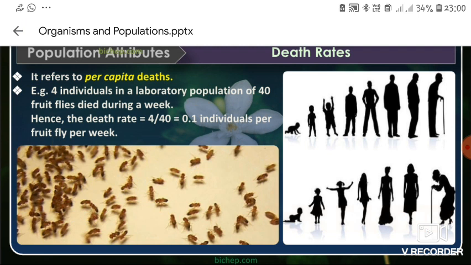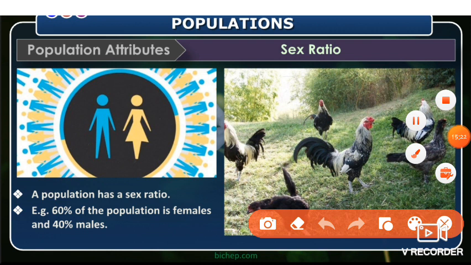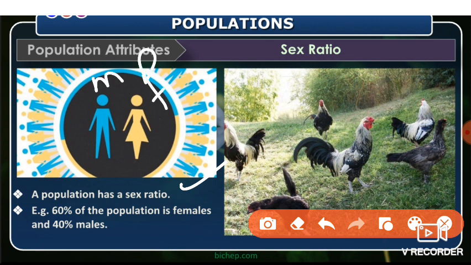Now we'll move to the next slide. Here you can see the sex ratio. Students already know about this. A population has a sex ratio, male and female. For example, 60% female and 40% male. Here we are taking the ratio of how much percent are males and how much percent are females.